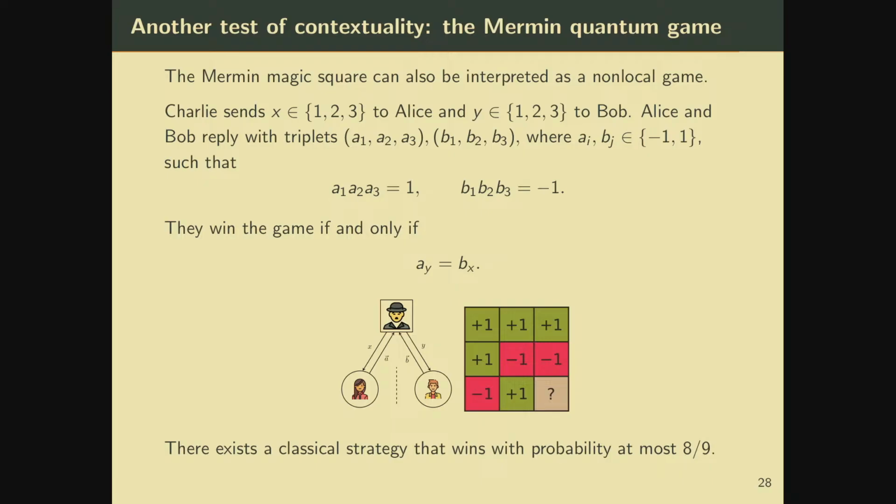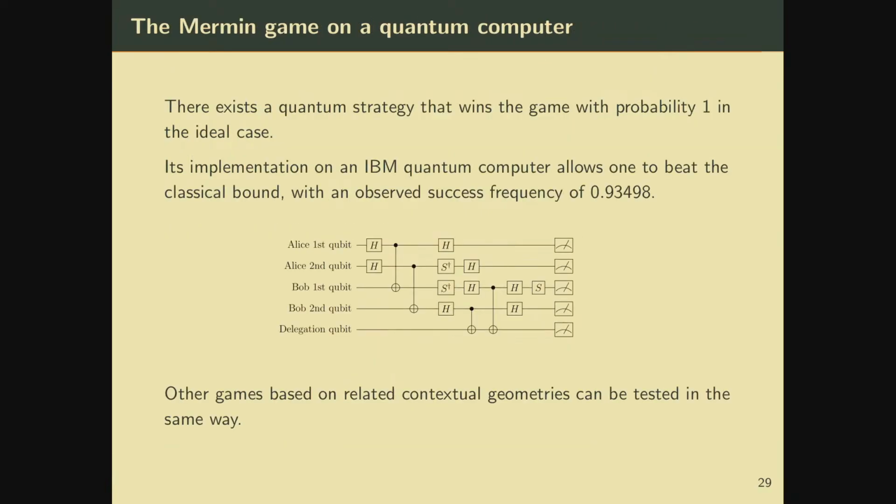So what happens if they share entanglement? This is the circuit, but I need to explain a little bit what this circuit is about. What Alice and Bob will do is create an entangled state, which is the product of 2 EPR pairs, so it will be a 4-qubit state, like this.